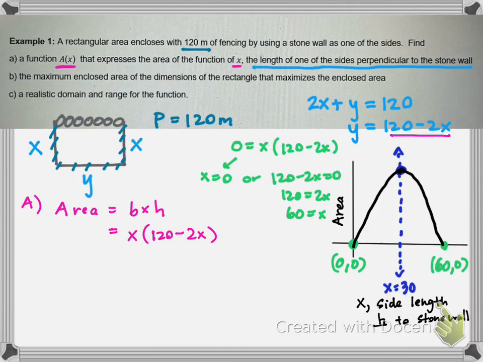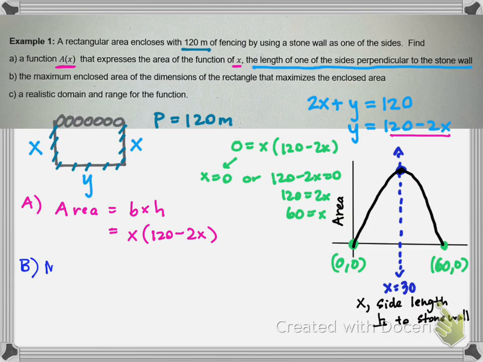So now let's go back to the question. Well, we've answered part A. It says write a function that expresses the area as a function of X, the length of the side perpendicular to the stone wall. Done. Part A is check. Part B says we need to find the maximum enclosed area and the dimensions of the rectangle that maximizes the enclosed area. Well, we know that the maximum happens at the axis of symmetry, X is 30, but what is the max area? So that's the question for part B.